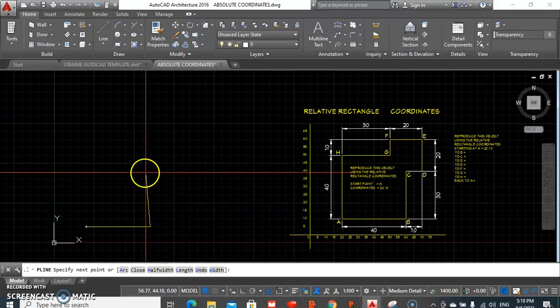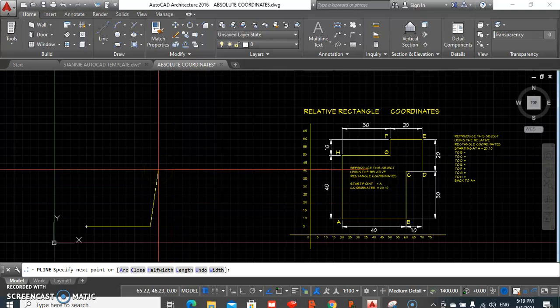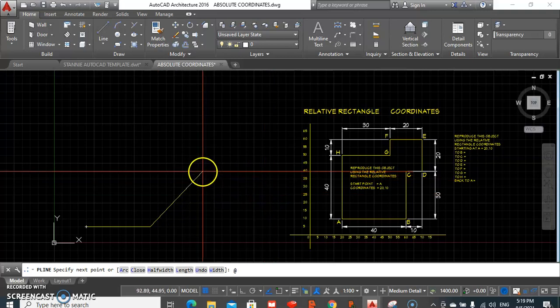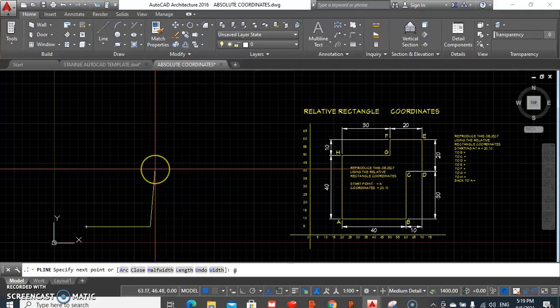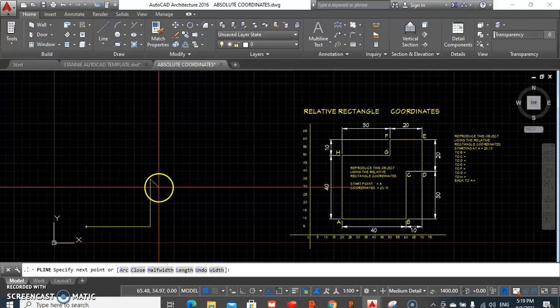To get to C, notice we still have to type @, and this is 0 in the x. Notice that to get to C, we are not moving in terms of x. We are moving directly vertical, and so our x value in this case is going to be 0, and our y value in this case is going to be 30. Give enter, and our line would have been drawn.